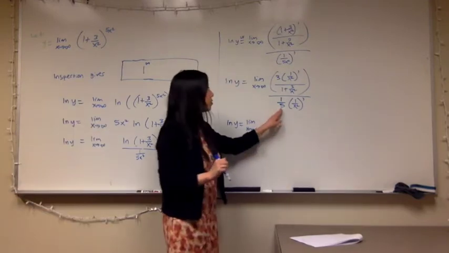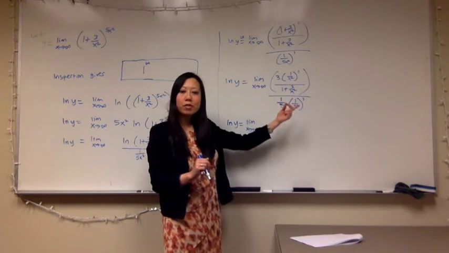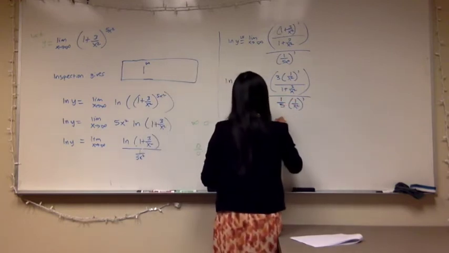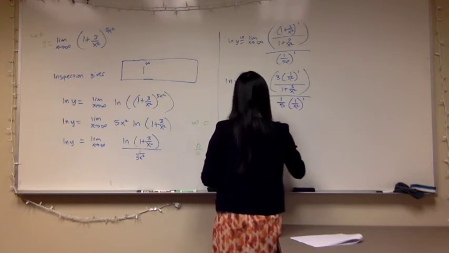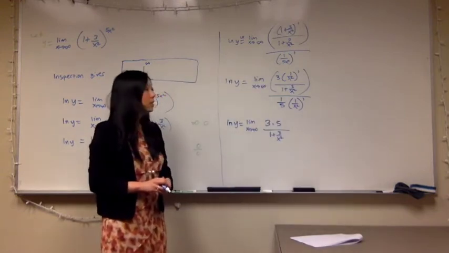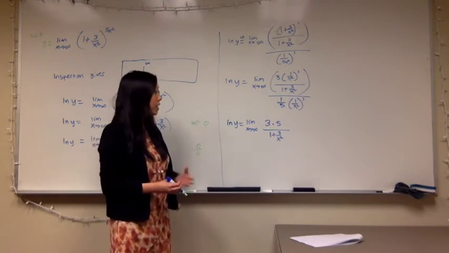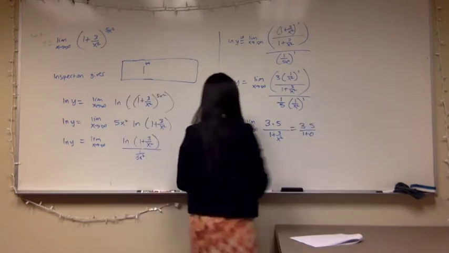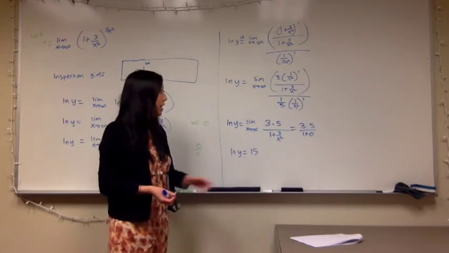To simplify this, I have 1/5, so I flip it and multiply, which puts 5 on top. I have 3 times 5 over 1 plus 3 over x squared. Now I go ahead and find the limit. I know the limit of this is 0, so I have 3 times 5. So I have ln y equals 15.